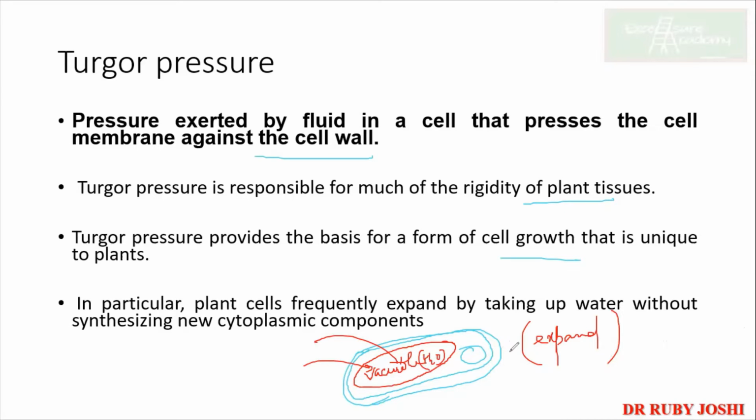Now, this is going to expand. It means what? The cell size is increasing. Eventually, the entire tissue is increasing, and the organ or the leaf or whichever part of the plant is going to increase. So that's why it is also providing the basis for a form of cell growth. And this can only happen in plants.